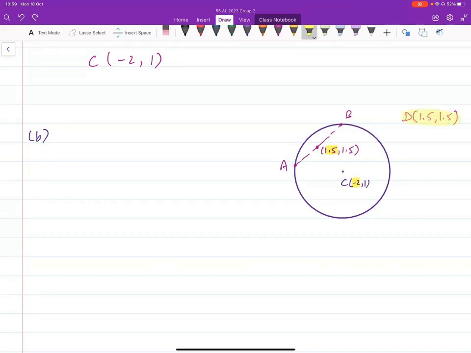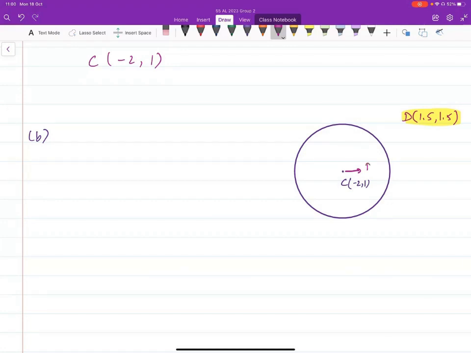This point is D. 1.5 and 1.5. I'm going to erase this first. And let's first think where the point D should be. If this is the center, if the center is minus 2 and 1, on which side of C do you think D should be? On which side of C should D be? Right. Right, okay. It should be on the right, but where exactly? Upwards or downwards? Upwards a little. It should be upwards, right?